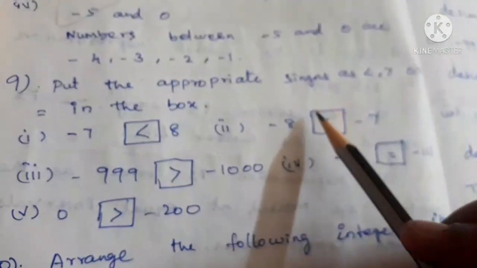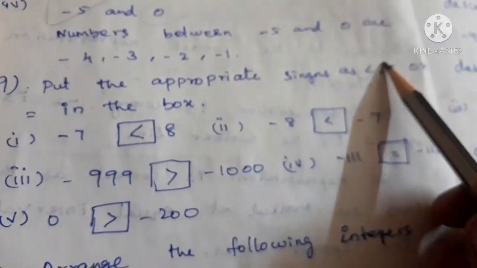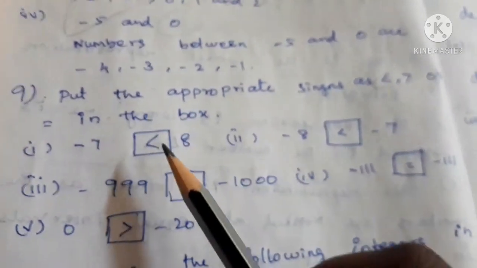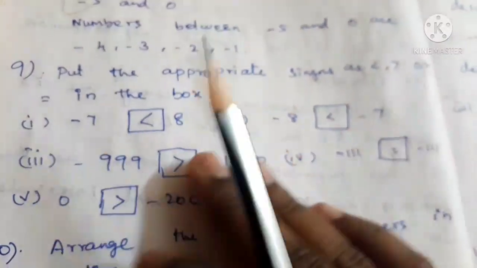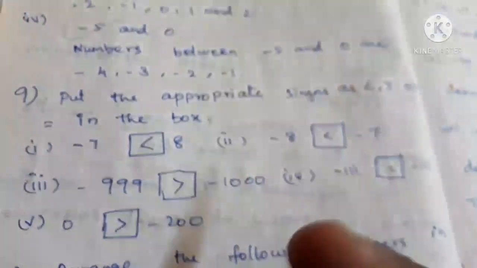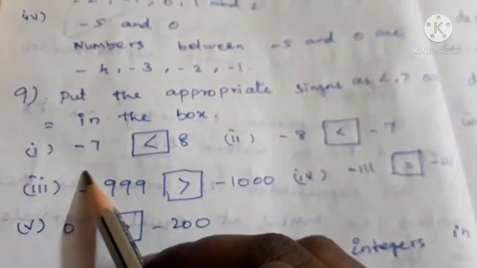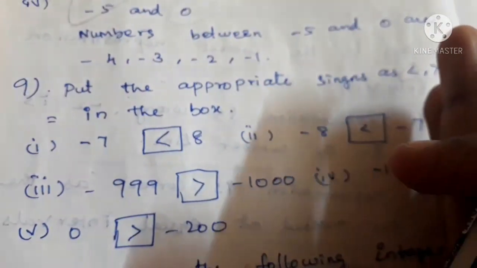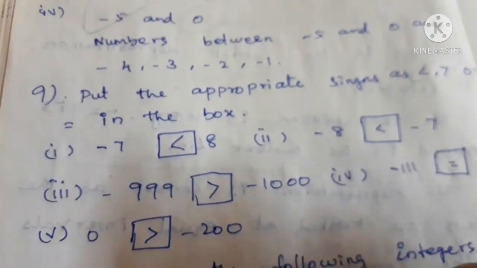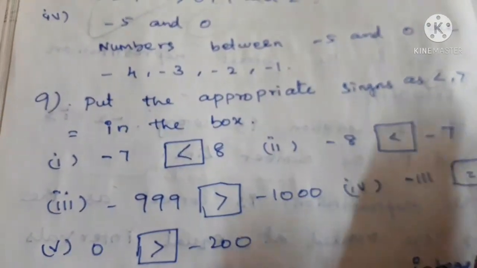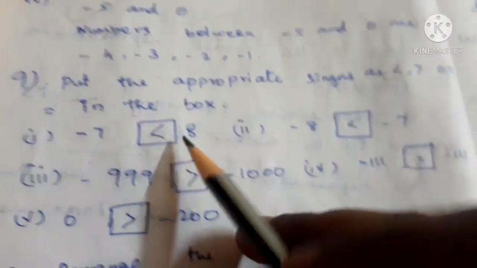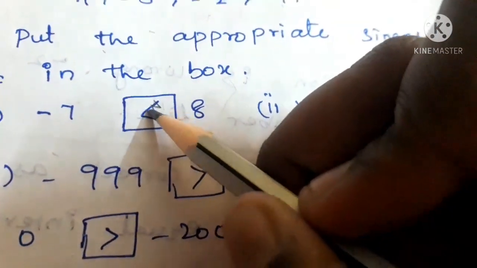Put the appropriate signs as greater than, smaller than, or equal to in the box. So we should compare these two numbers and give the symbols accordingly. You should always keep in mind that negative numbers are always smaller than positive numbers. So for negative numbers, you should imagine a crocodile.